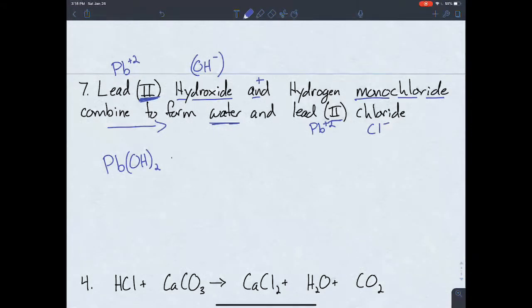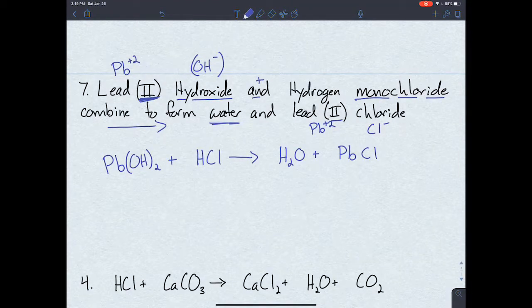Okay, and hydrogen monochloride. So I have hydrogen. Mono means 1, chloride, so that's just HCl. Okay, that's an acid. We'll get into that soon enough. All right, combined to form water, H2O, and lead chloride. So again, I have a +2 charge on my cation, which is still lead 2, and I have a -1 charge on my anion, which is chloride. So I need 2 of these. Crisscross. I need 2 negative charges to balance out the 2 positive charges.